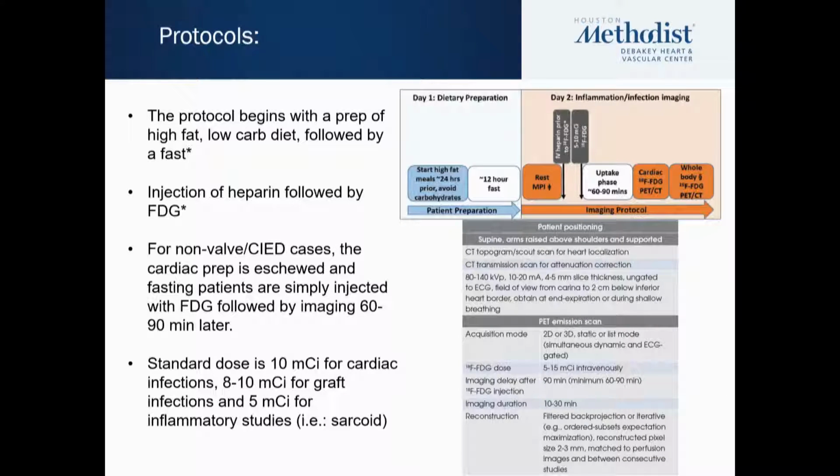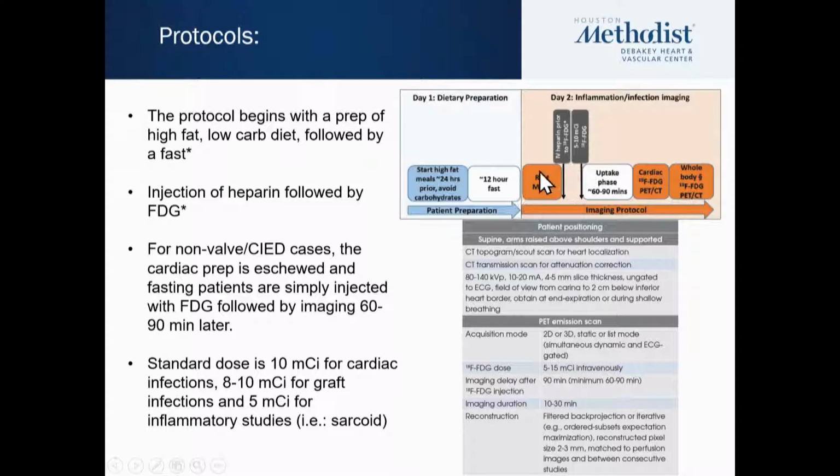So this is the standard protocol. This is pulled from the ASNC guidelines. It begins with a high-fat, low-carb diet followed by a fast. So basically, we advise these patients to eat eggs, meat, butter, everything we normally advise them not to eat is what they're told to eat during this prep.